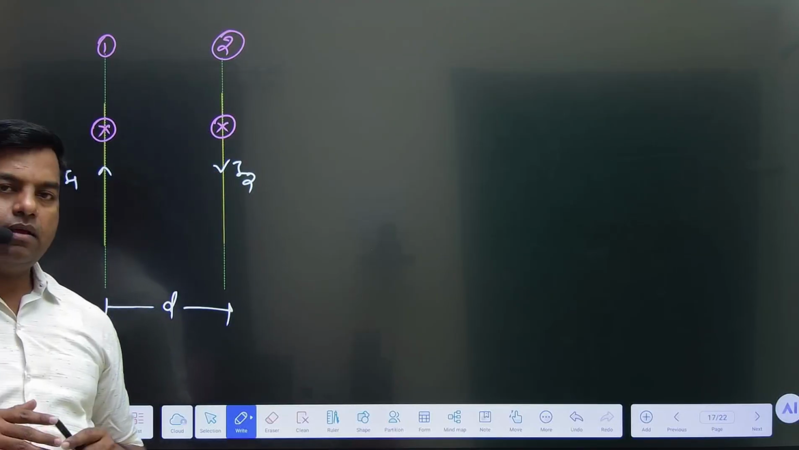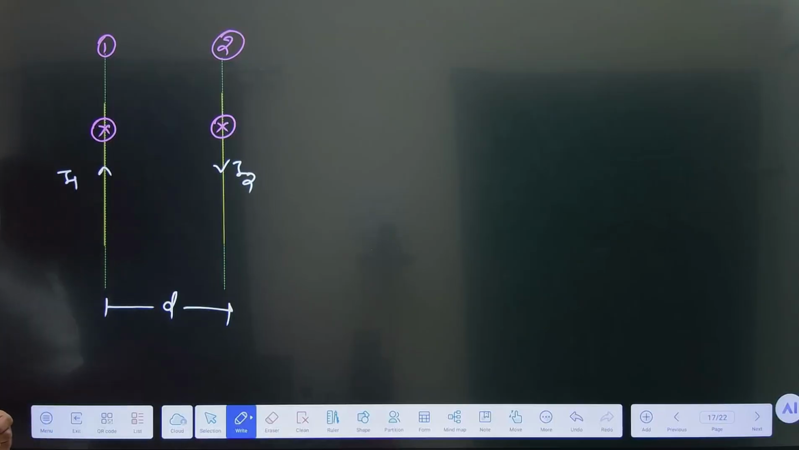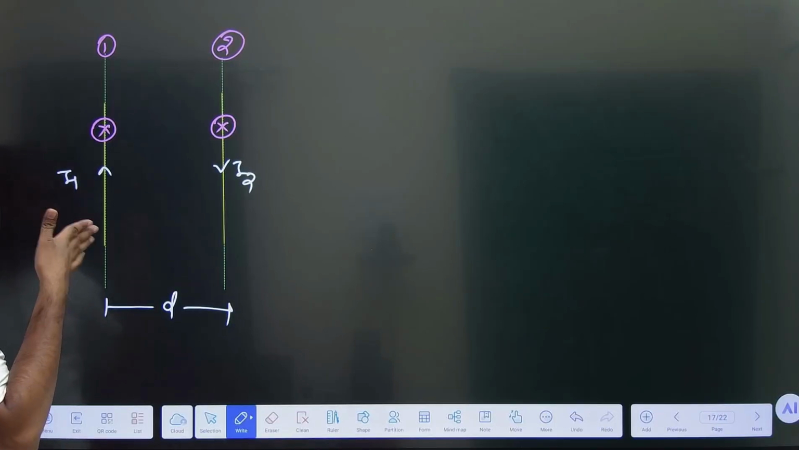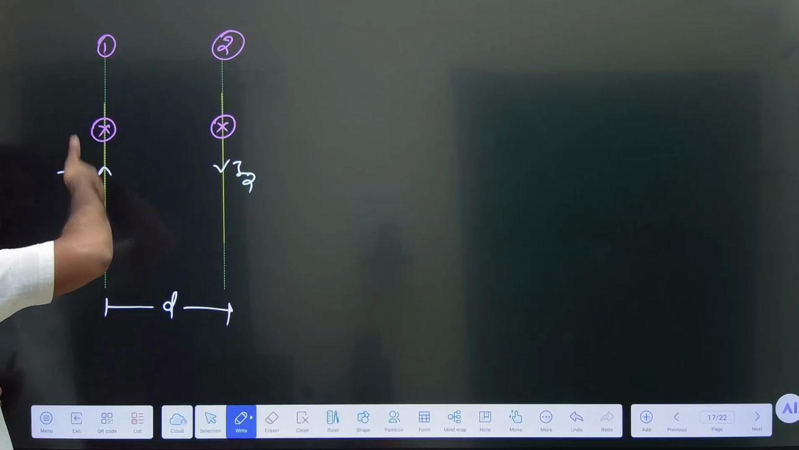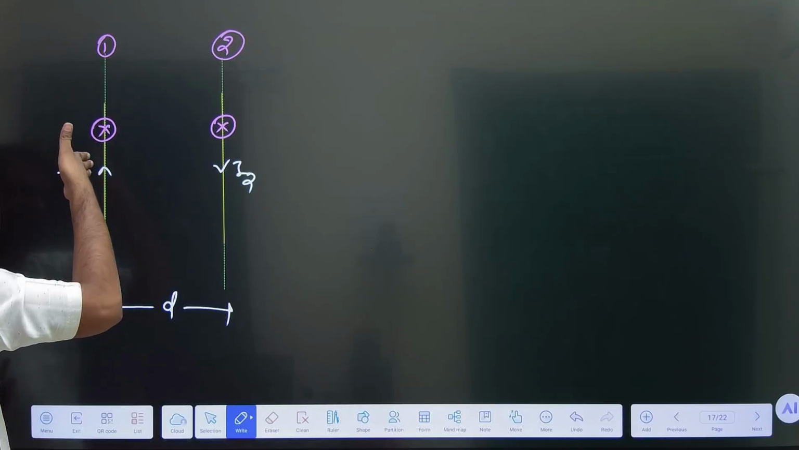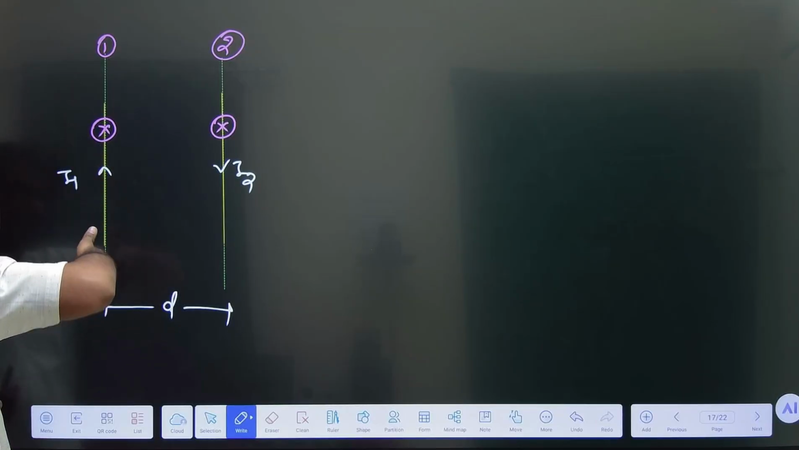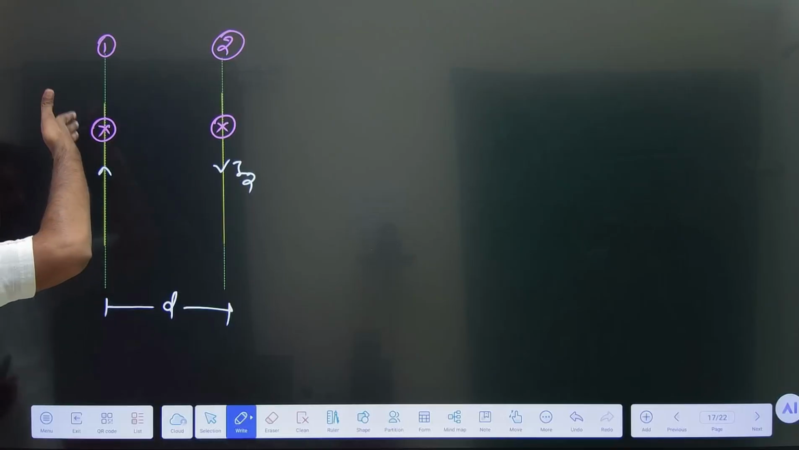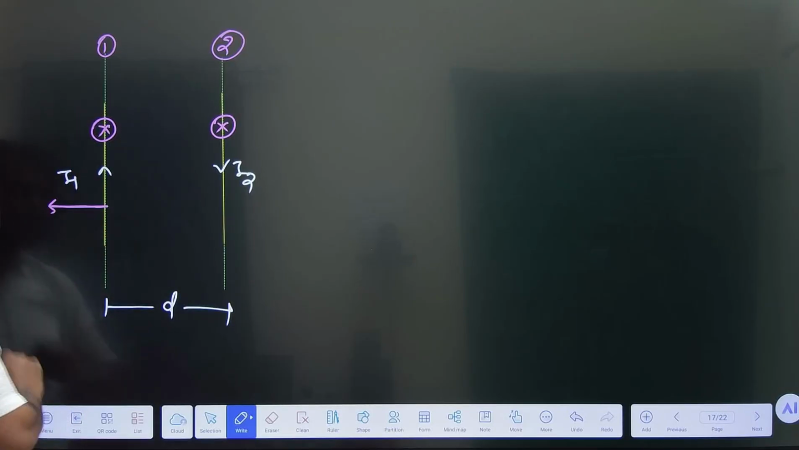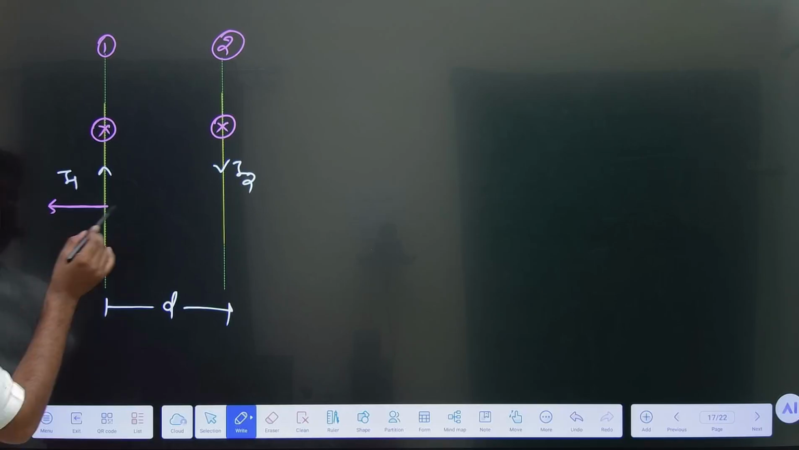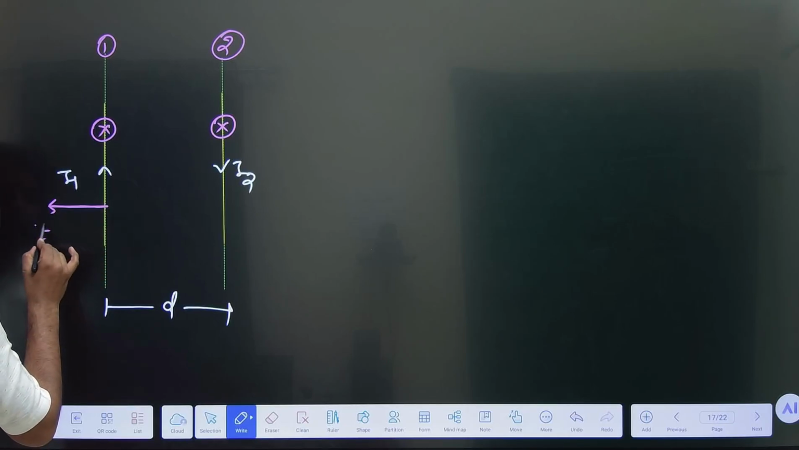Now we have to determine the value of the forces. By the right hand rule, thumb shows the direction of current and fingers indicate the direction of magnetic field. Magnetic field is inward, thumb is upward, current is upward, and force is away, like this. Force is away. And the value of force is F vector 21.